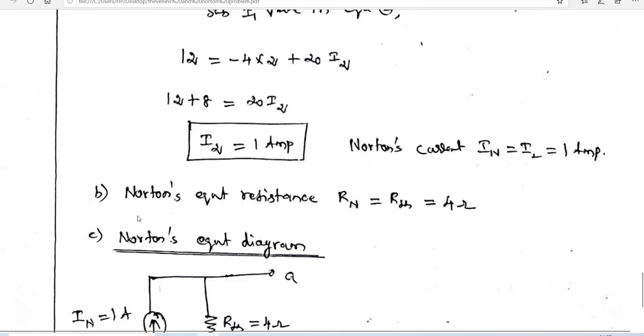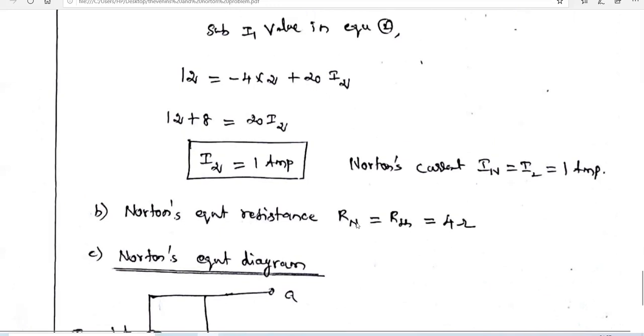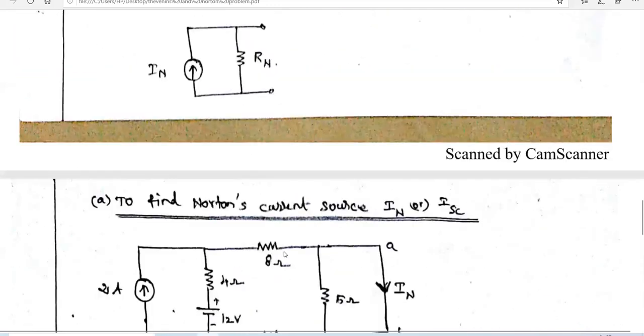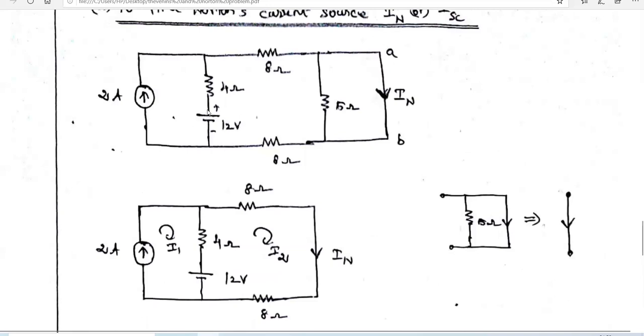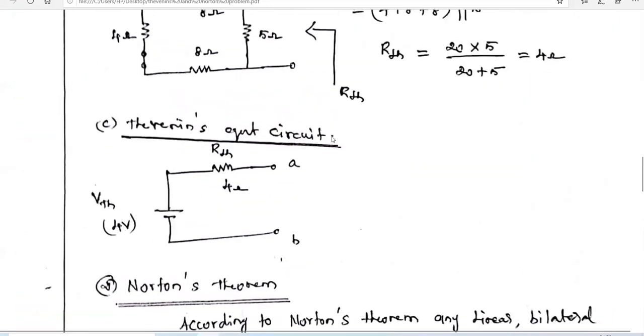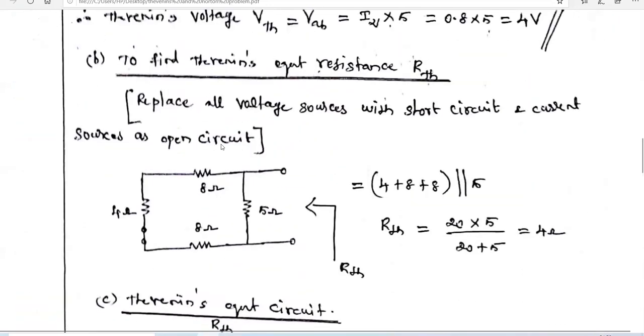Okay, and the second step is we have to find the Norton's equivalent resistance. The Norton's equivalent resistance is nothing but the Thevenin's equivalent resistance. Same procedure we have to follow. In the given diagram, we have to replace the voltage source by a short circuit and the current source by an open circuit. Okay, so we have to follow the same procedure. This Thevenin's equivalent resistance and Norton's equivalent resistance are both the same.